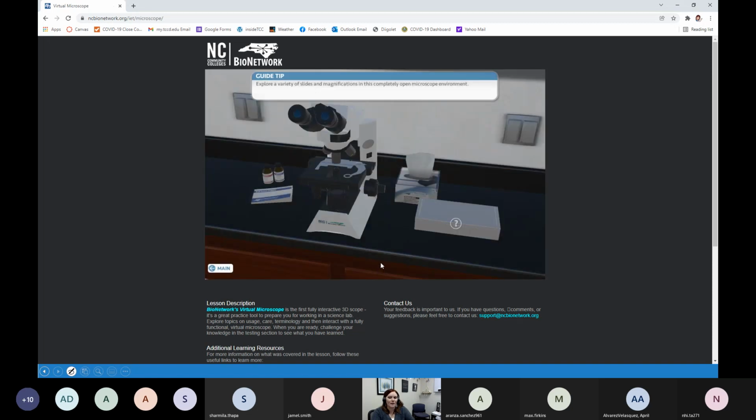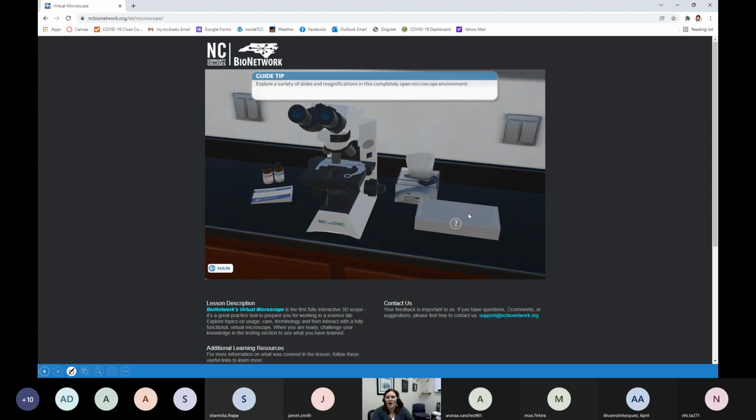When we look at this microscope, it's a lot like the pictures of the microscopes from our lab that we labeled. So you can see those oculars up at the top. You can see the objective lenses there on that revolving nose piece. We've got our stage where we're going to put our slides, and there's our stage clip to hold things in place.